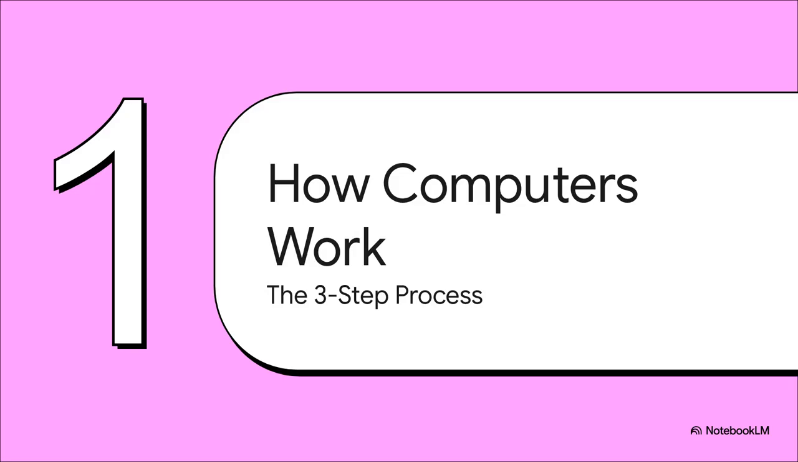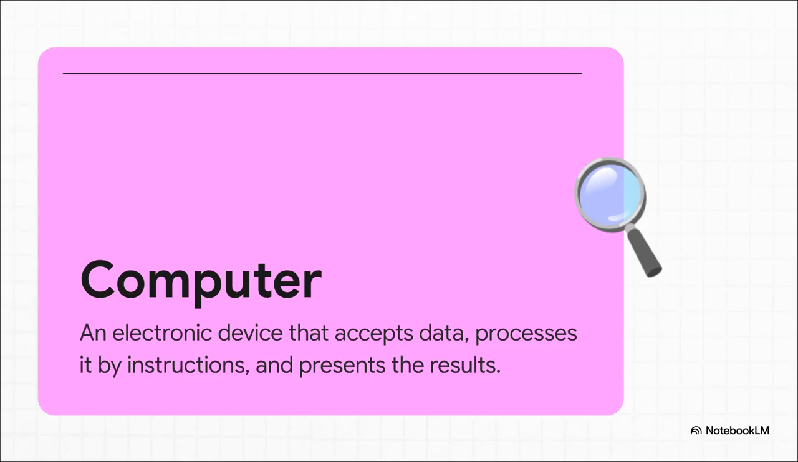Okay, so if it's not just a calculator, how in the world does it do all this other amazing stuff? It seems super complex, right? Well, here's the secret. It all boils down to a really simple three-step process. And every computer, from your smartwatch to a massive supercomputer, follows these exact same steps. So here's our modern definition. A computer is simply an electronic device that accepts data, processes it based on some instructions you give it, and then presents the results. That's it.